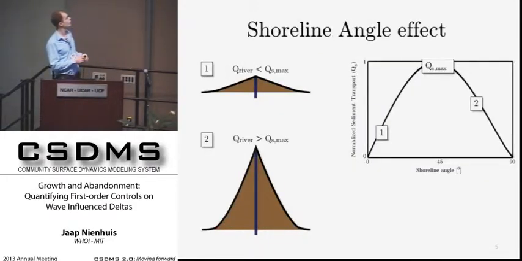What happens if the river bed load is less than the littoral transport at the river mouth? You see on the right a function of littoral transport with the wave approach angle. If the river bed load is less than littoral transport, the deltaic angle will be small and we have a stable delta. If, however, the river bed load is larger than what waves can maximally transport away, it will have a very steep angle, and there's nothing the waves can do to stop the delta from growing and growing.